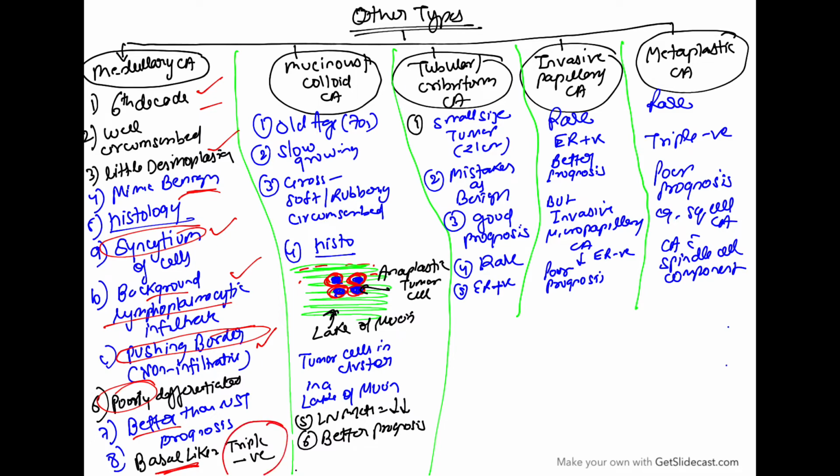Now, mucinous or colloid carcinoma, these are also seen in old age patients. They are slow growing, and grossly it's seen as soft or rubbery. It's also well circumscribed. Histologically, we can see the tumor cells in clusters in a lake of mucin. Lymph node metastasis is very less in this, so it has a better prognosis. Tubular or cribriform, these are usually small tumors, less than 1 centimeter. They are also mistaken as benign tumors. They have a good prognosis, and these are rare cancers, and they are ER positive cancers.